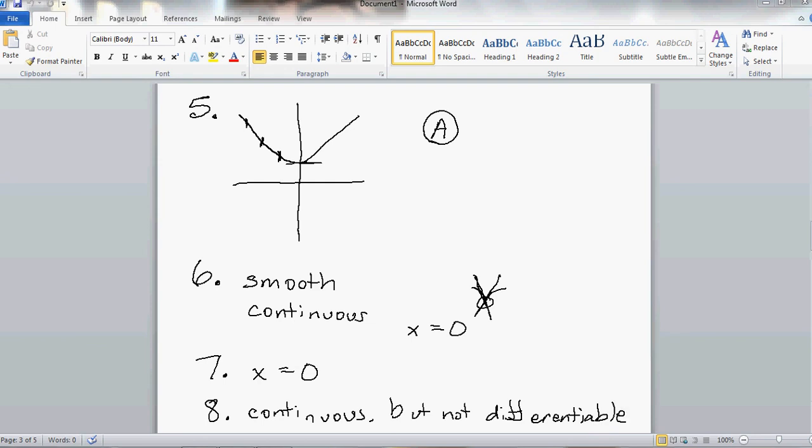And it's very important to realize differentiable means the derivative exists. We don't say it's derivatable, it's differentiable. Okay, so that's where we're at with that.